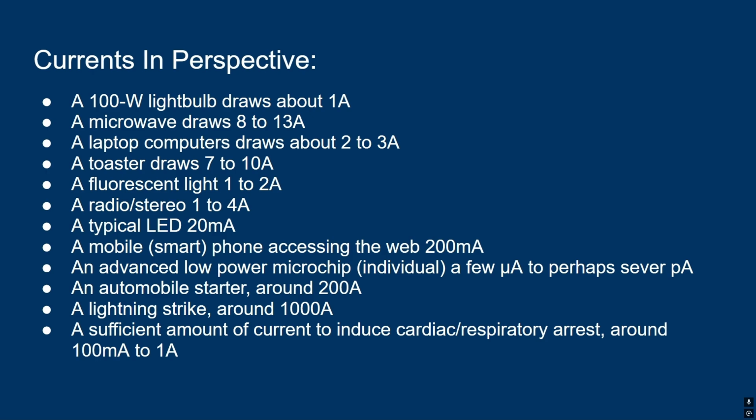A fluorescent light is going to be 1 to 2 amperes. A radio or stereo is going to be 1 to 4 amperes. A typical LED is going to be 20 milliamperes. A mobile smartphone accessing the web is going to be 200 milliamperes. And an advanced low power microchip, an individual one, is going to be a few microamperes to perhaps several picoamperes. Man, there's a lot of typos in here. Hold on. An automobile starter is going to be around 200 amperes. A lightning strike is going to be 1000 amperes. And a sufficient amount of current to induce cardiac or respiratory arrest is going to be around 100 milliamperes to 1 ampere. So yeah, that's how much it takes to die.